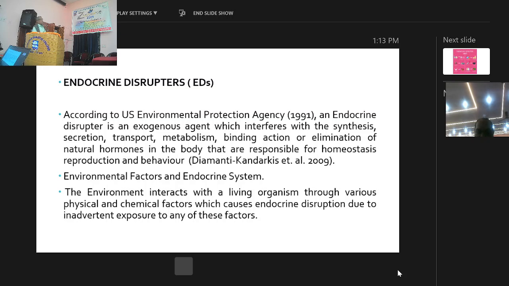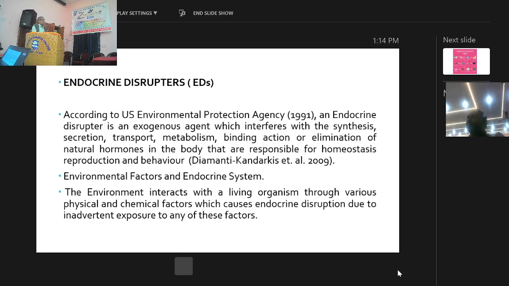Now, according to the U.S. Environmental Protection Agency, an endocrine disruptor is an exogenous agent which interferes with the synthesis, secretion, transport, metabolism, binding action, or elimination of natural hormones in the body that are responsible for development, reproduction, and behavior.